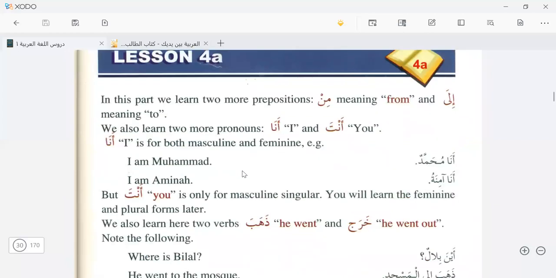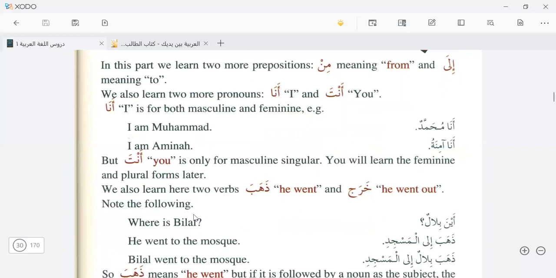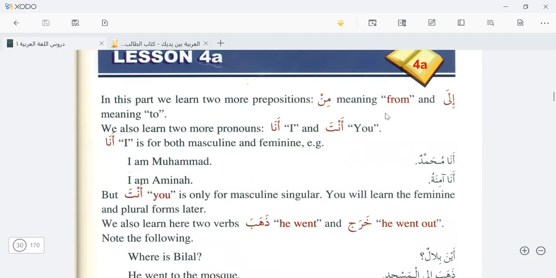So here we also have lesson 4A. Here we are learning two more prepositions, and also the feminine and plural forms. We are also learning two more pronouns and two more prepositions. Alvia? Yes, teacher. Read it.